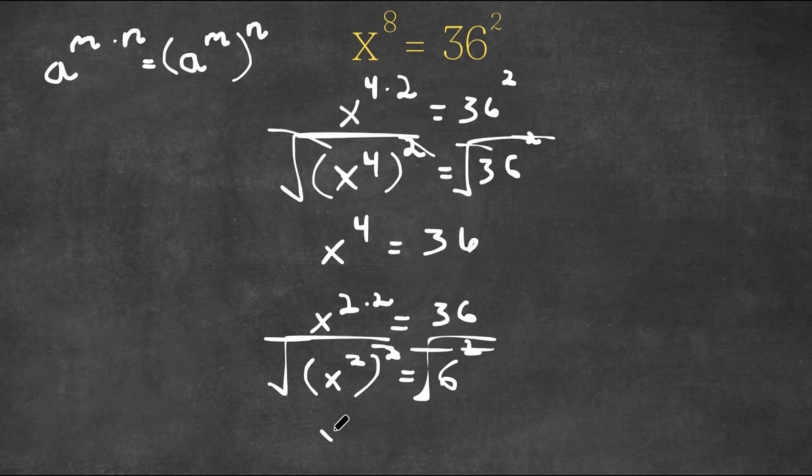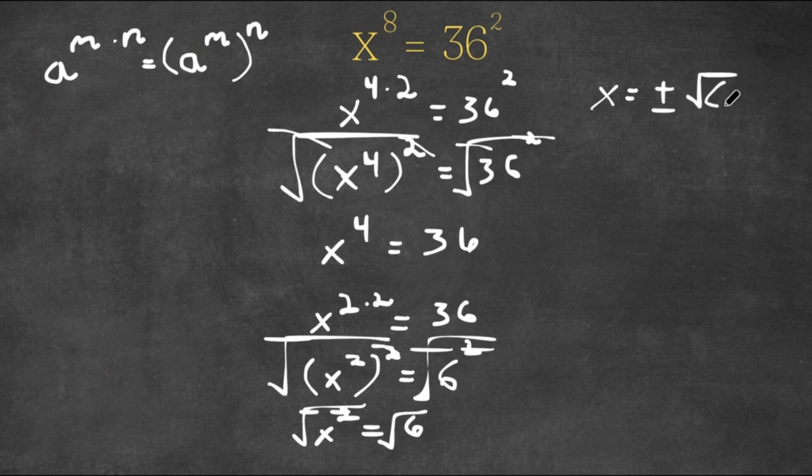And I'm left with x squared is equal to 6. Now if I take the square root on both sides, these two cancel out. And I'm left with x is equal to plus or minus square root of 6. So this is our answer.